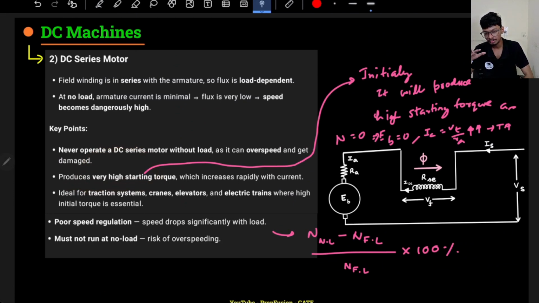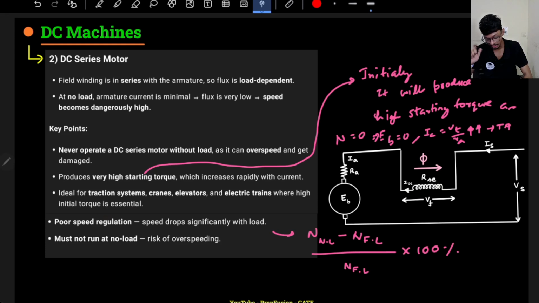Why does it have the high starting torque? Because initially the motor is not rotating, so speed is zero, so back EMF is zero, so the IA current will be huge, starting current is huge. If starting current is huge, that means the torque also will be very high. Torque is phi into IA. Now phi has some residual value, but the initial starting current will be very high, so that's why it will produce very high starting torque. So that's why they are ideal for traction systems, elevators and electrical trains. I hope you have understood this basic point.